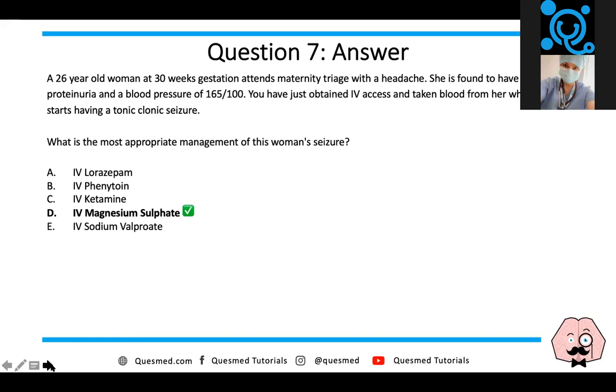IV ketamine, well that's an anaesthetic drug and that is usually used and can be used for induction of anaesthesia, and it's not really appropriate for treating eclamptic seizures. And IV sodium valproate, again that can be used as a second line drug to treat ongoing seizures. However, sodium valproate is teratogenic, so we do try at all costs to avoid that in pregnancy.